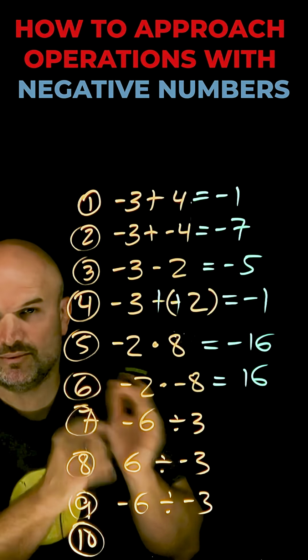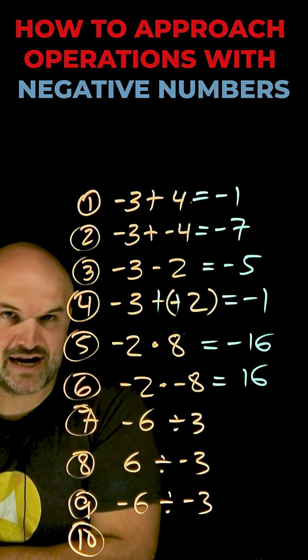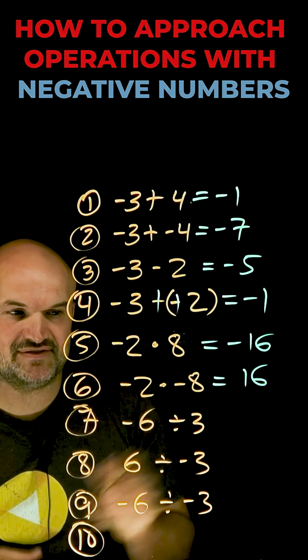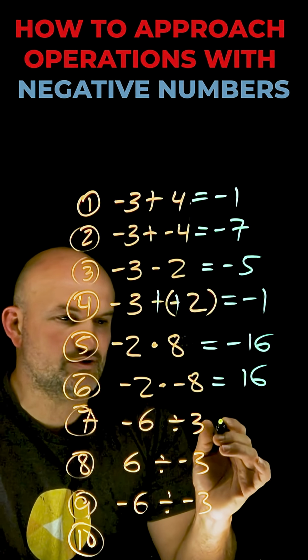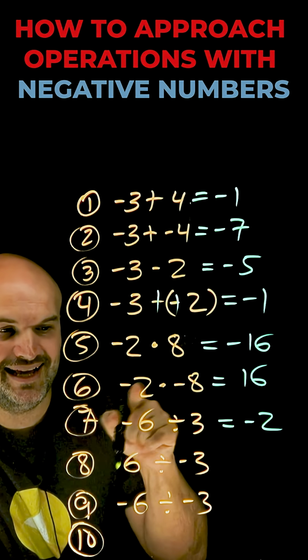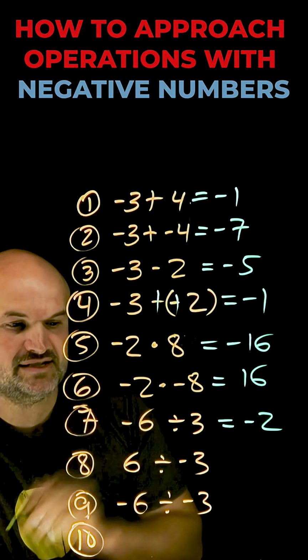We know -6 when we're doing division, that is repeated subtraction, or you could think about that as grouping. -6 grouped into 3 different groups is going to leave me with a -2. But again, a negative divided by a positive gives me a negative.